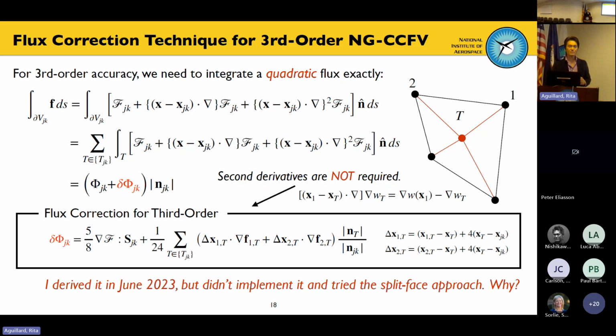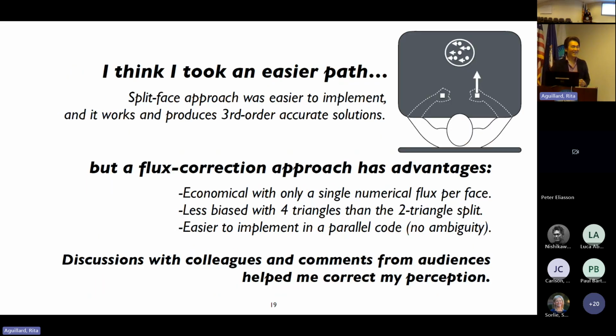And I tried the split face approach. And why? I think it was an easier path. I was lazy. Of course, I didn't realize it. But split face was intuitively easier to implement. And it works, and it produced third order accuracy. But the flux correction approach has, of course, advantages.